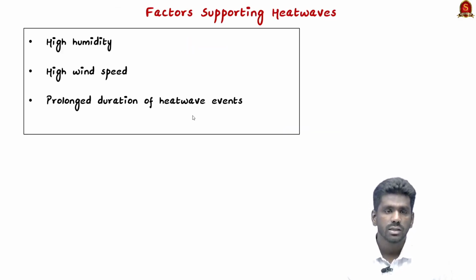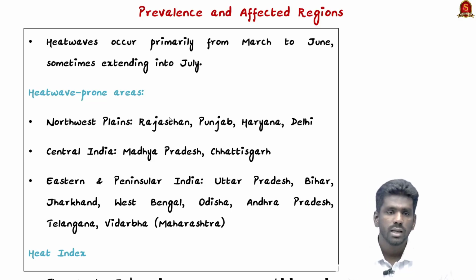Now, what are the factors which lead to heat waves? High humidity, strong winds, and the overall length of the heat wave also impact heat waves in some regions. High humidity makes the heat feel more unbearable because it slows down the body's ability to cool itself. Prolonged heat waves can lead to an increased risk of health issues like dehydration, heat stroke and exhaustion. As I said earlier, heat waves are most common in India between March and June. Sometimes they may extend into July.